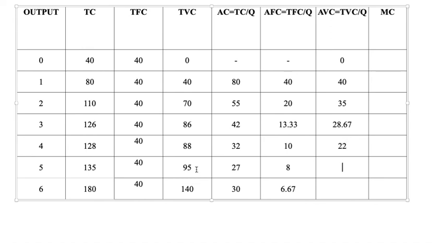Then we have 95 here. Total variable cost is 95. 95 divided by 5 is 19. Then we have 140. 140 divided by 6 is 23.33. Right.